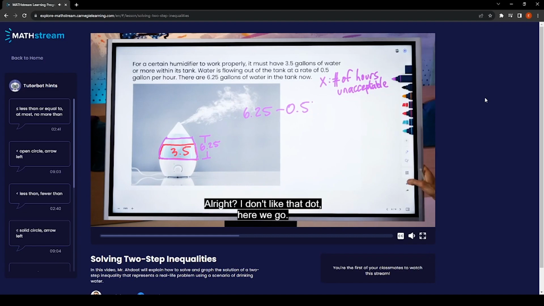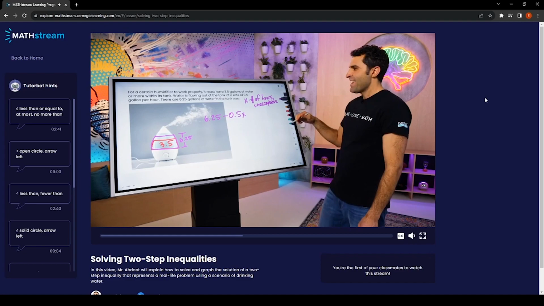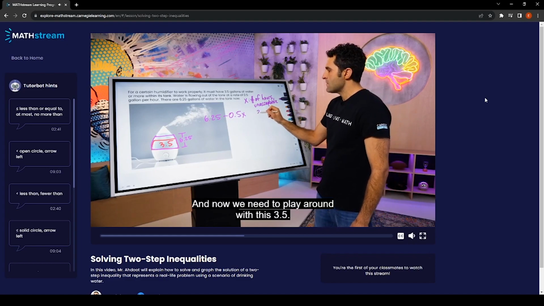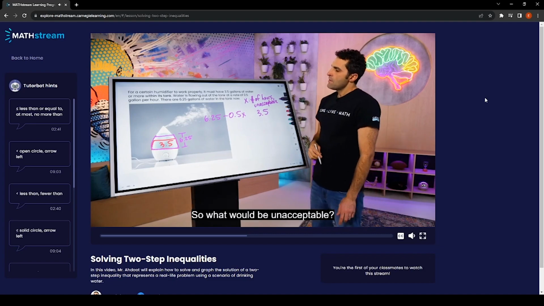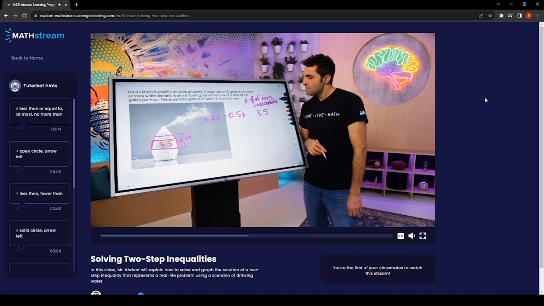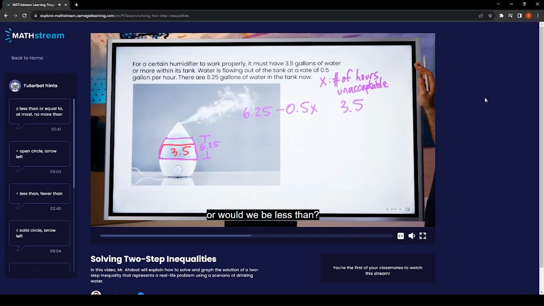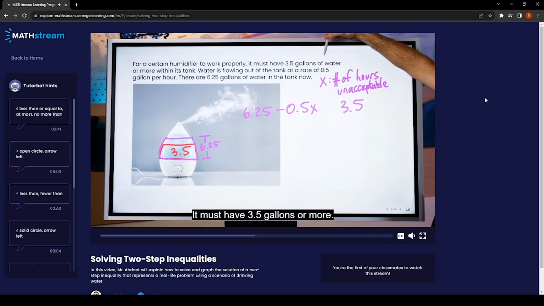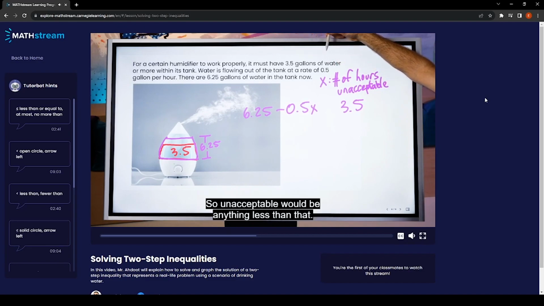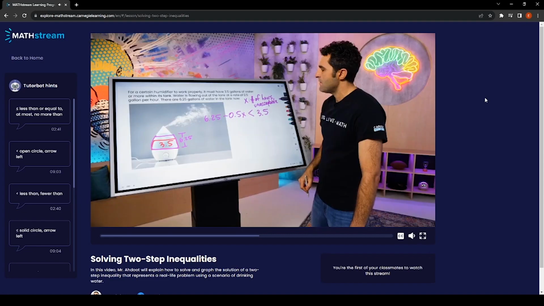I don't like that dot. There we go. It's a water droplet. And now we need to play around with this 3½. So what would be unacceptable? Would we be more than 3½ gallons, or would we be less than? It must have 3½ gallons or more. So unacceptable would be anything less than that.